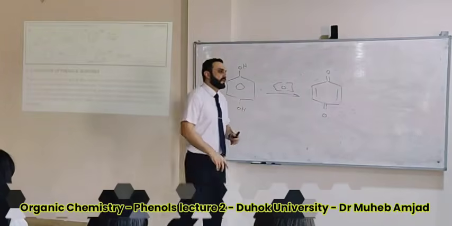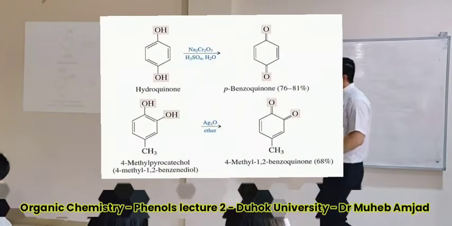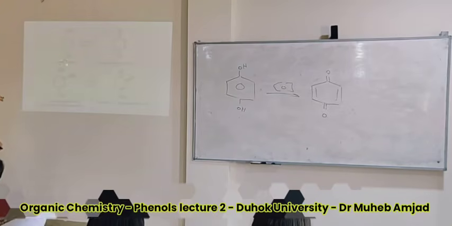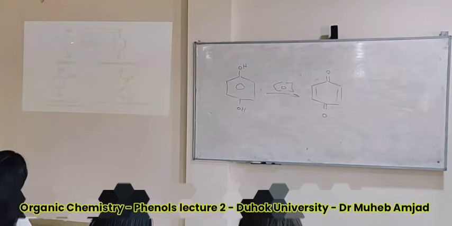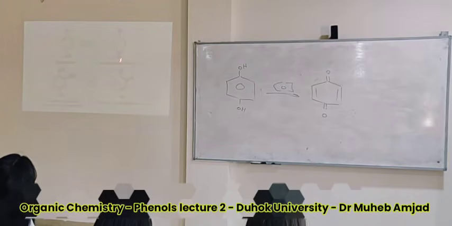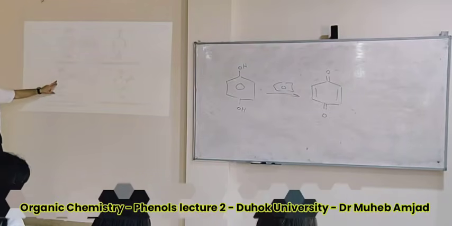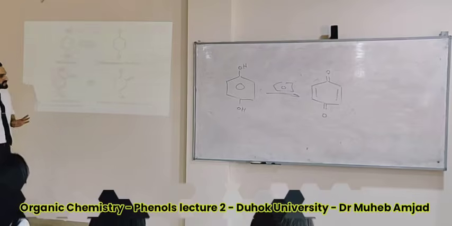Next slide, the example here: we have the hydroquinone, 1,4-dihydroxybenzene, and it will be oxidized to 1,4-benzoquinone, para-benzoquinone. There is no mechanism here, I just want you to know the reaction. If you have 1,2-dihydroxybenzene, it will give you 1,2-benzoquinone.